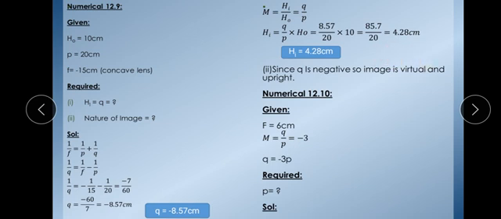Since q is negative, so image is virtual and upright, because all of you know already in the previous lectures that virtual image will be erect and real image will be inverted.